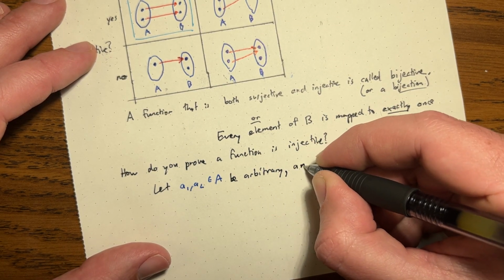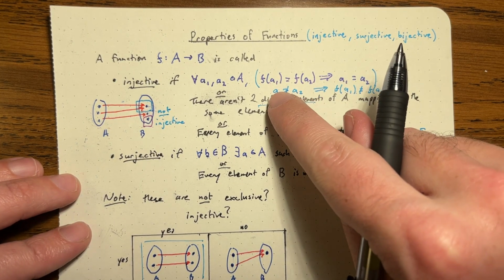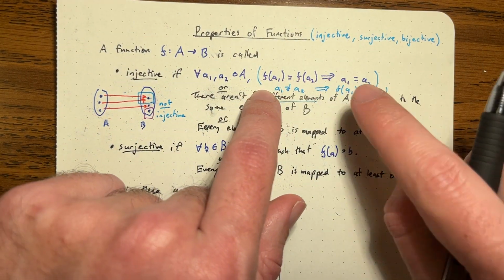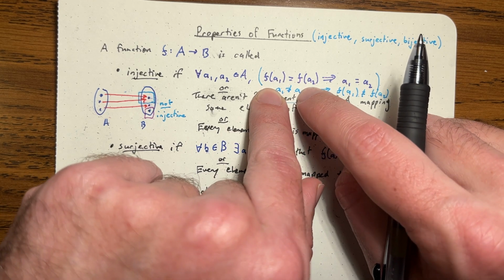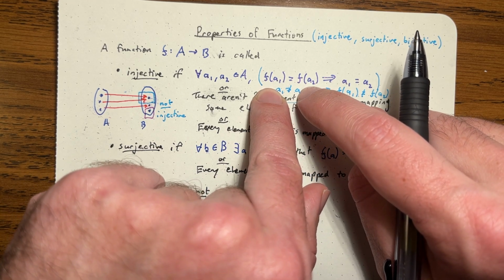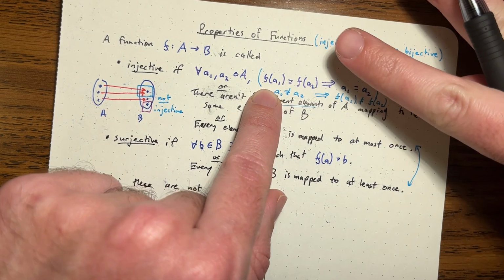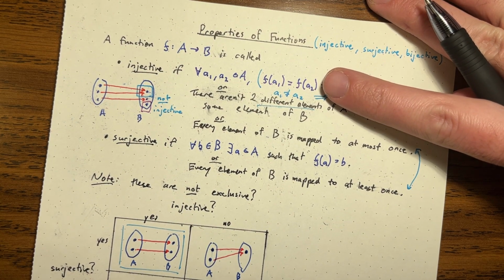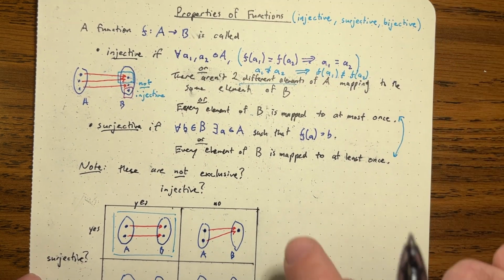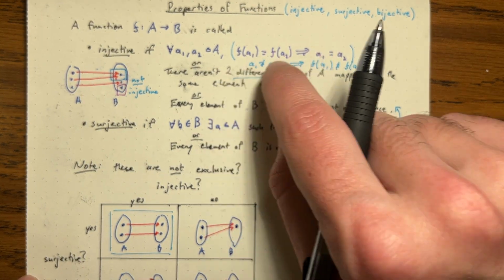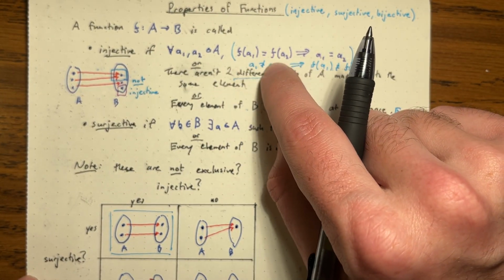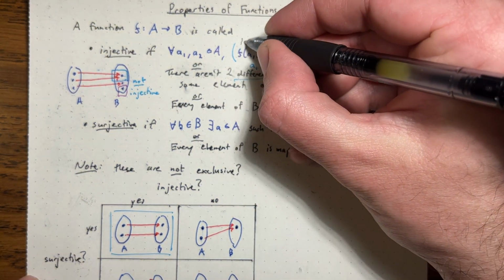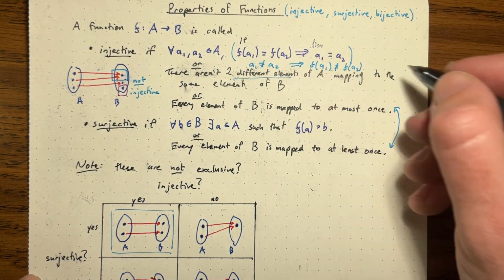And then what am I going to do? I need to prove an implication. Be really careful with this definition. I'm not proving f of a1 equals f of a2. I'm not proving that. If that were it, I feel like that would be very restrictive. That would only allow constant functions essentially. But I'm proving the implication: if f of a1 equals f of a2, then a1 equals a2.